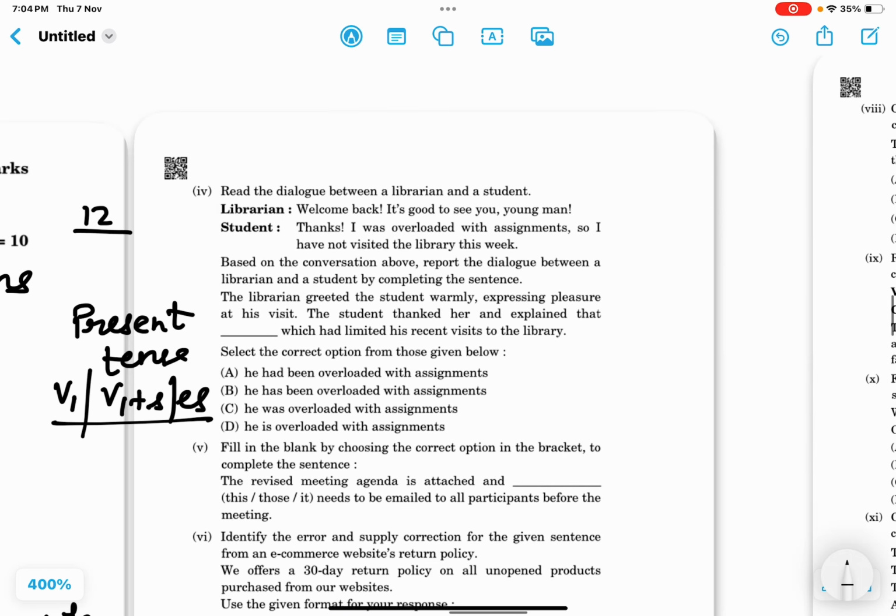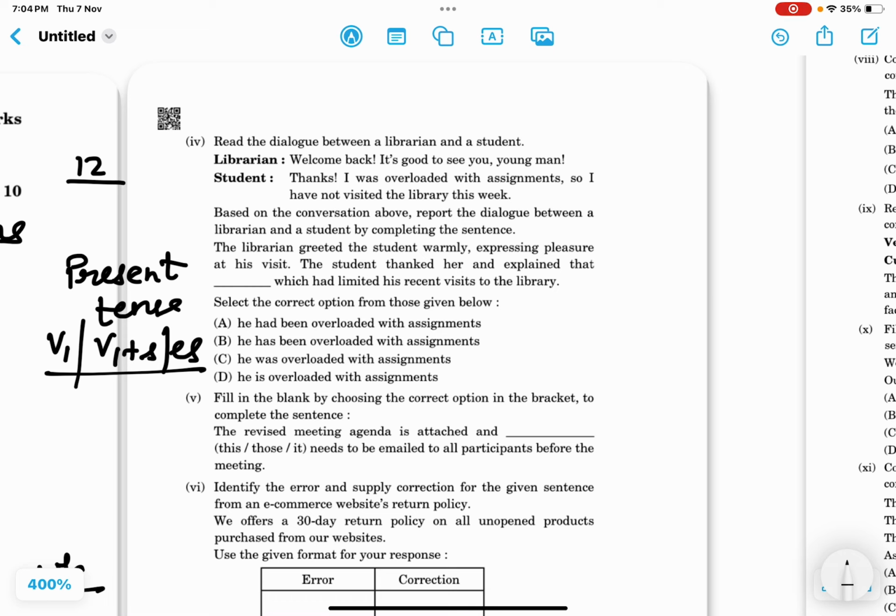Now the fourth question, that is once again of reported speech. Read the dialogue between a librarian and a student. Librarian: welcome back, it's good to see you. Young man, student: thanks, I was overloaded with assignments, so I have not visited the library this week. First of all, identify which part is to be changed. So here the student thanked and explained that, so this part has been done and this has been left, which had limited his recent visits to the library. This one is also done. So we have to change this one.